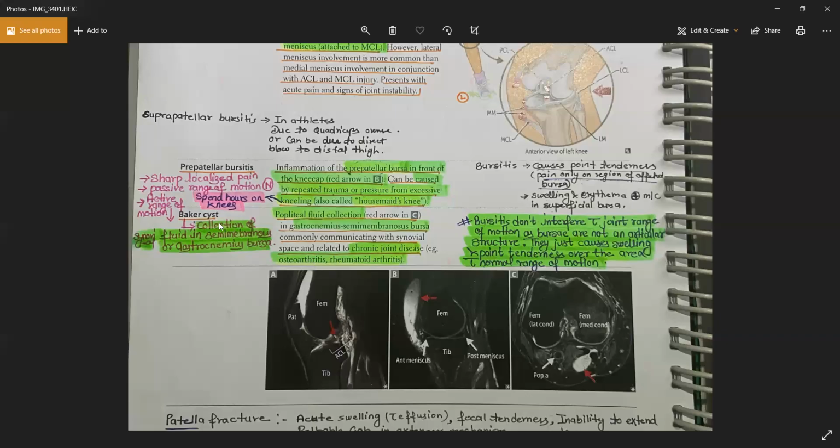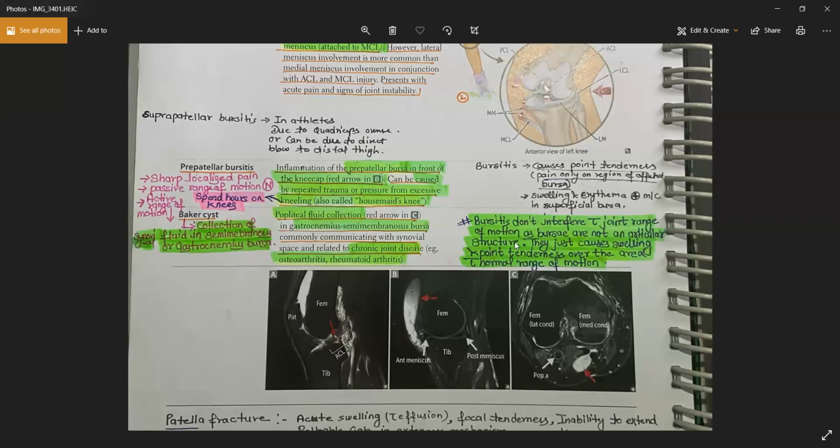So do remember the Baker cyst, which is a collection of fluid in the bursa in the popliteal space between the semimembranosus muscle and the gastrocnemius muscle. It appears as a swelling just behind the kneecap, in the posterior region, and it can also compress the tibial nerve. Sometimes it can cause paralysis of this nerve, right?